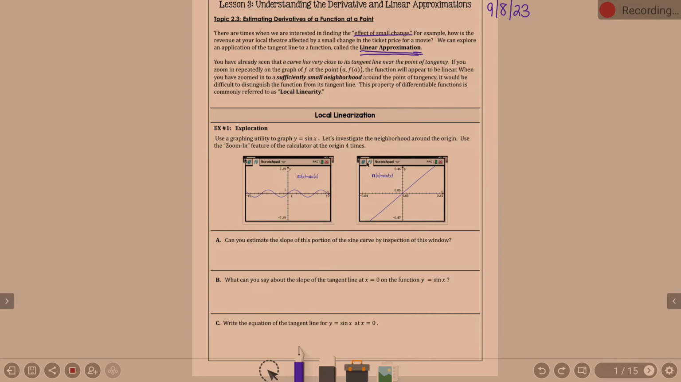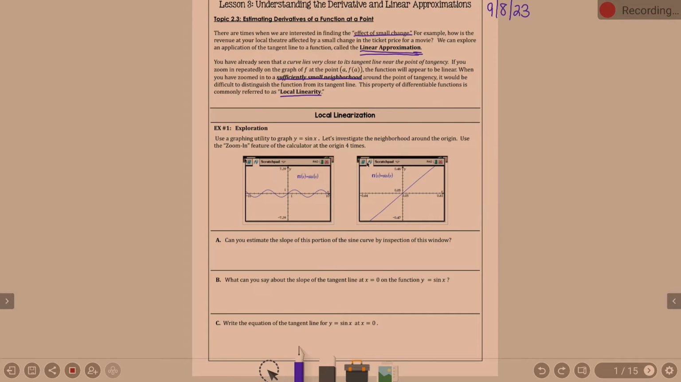You've already seen that a curve lies very close to its tangent line near the point of tangency. If you zoom in repeatedly on the graph of f at a point, the function will appear to be linear. When you've zoomed into a sufficiently small neighborhood around the point of tangency, it would be difficult to distinguish the function from its tangent line. This property of differentiable functions is commonly referred to as local linearity.